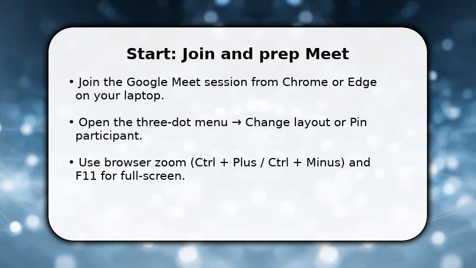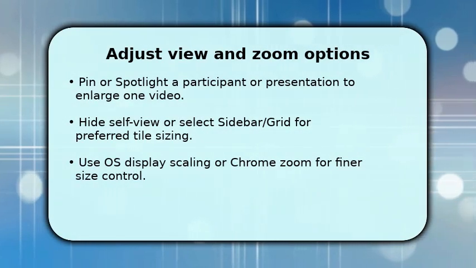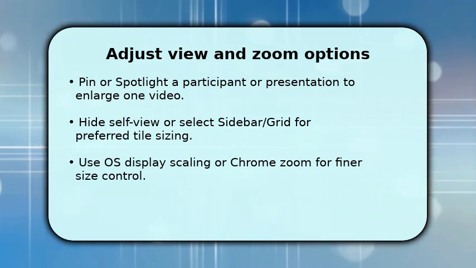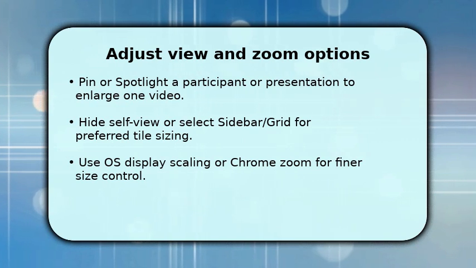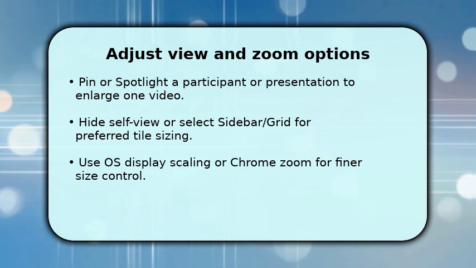Now refine what's bigger and why. If one person or a slide matters, right-click their tile and select Pin or use Spotlight from the host controls. This forces that feed to dominate your view. To reduce clutter, hide your self view. It frees tile space so others appear larger.